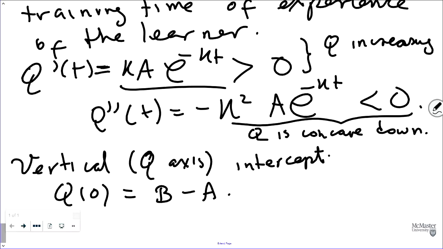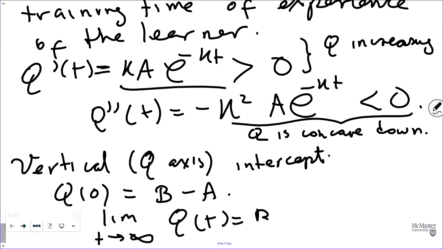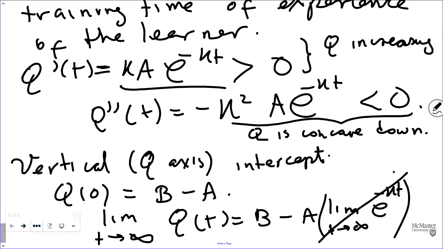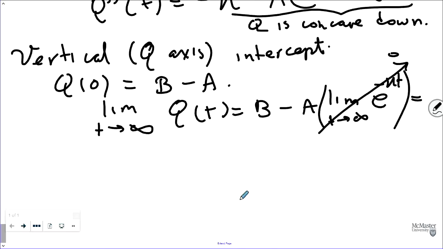Now, look, again, I have an exponential decline in the function. So if I consider the limit as I approach plus infinity in time of the function, what I would have is b minus a, using the rules of limits that you learned in high school, times the limit as t approaches infinity of e^(-kt). The reason I'm doing this is because it's 0. And here I have simply b minus a multiplied by 0, which would be just b.